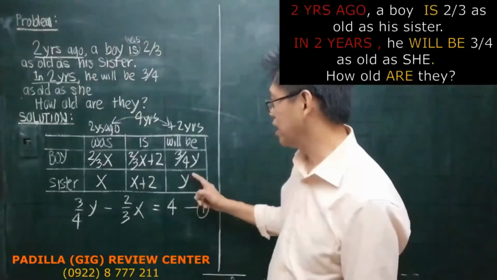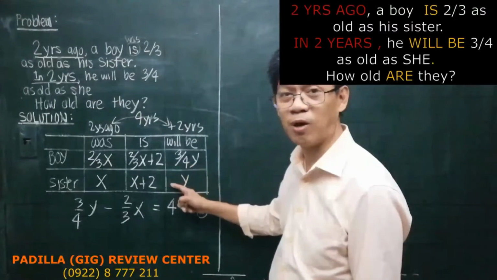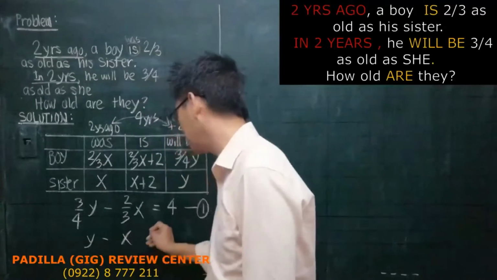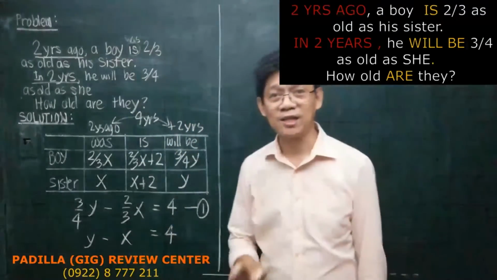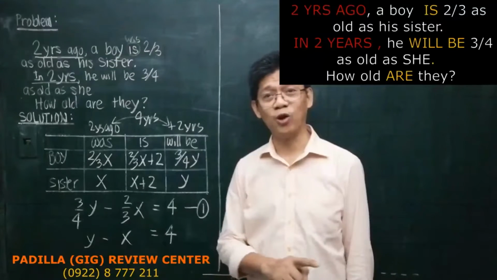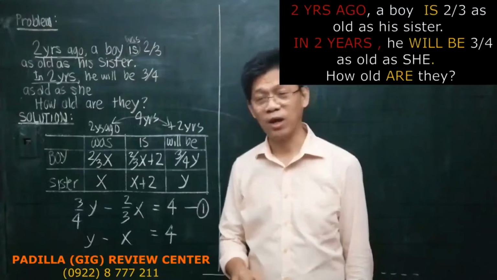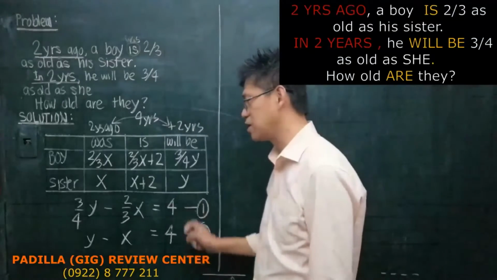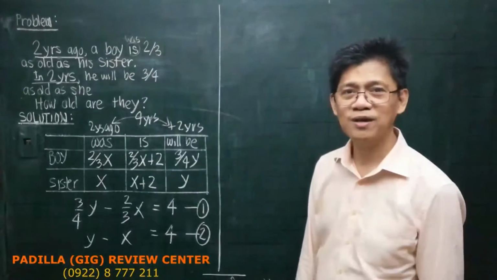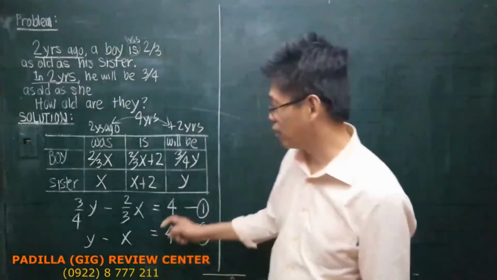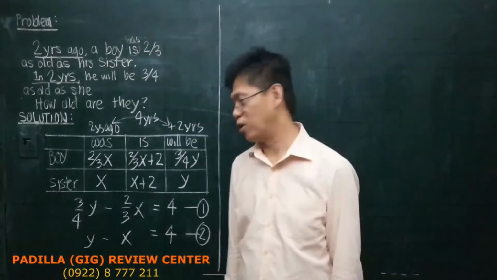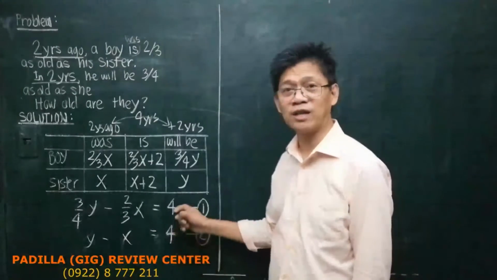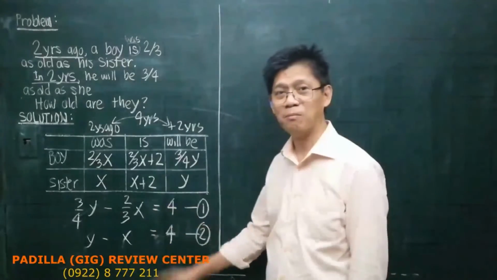Now, the second equation is the age of the sister 2 years from now minus her age 2 years ago, Y minus X, which will also be equal to 4. The time elapsed for all people involved is equal. So let us call this equation 2. Two equations, two unknowns. You follow? If you use your calculator, you'll be able to solve X and Y. You can either solve this using your calculator or you can solve this manually.